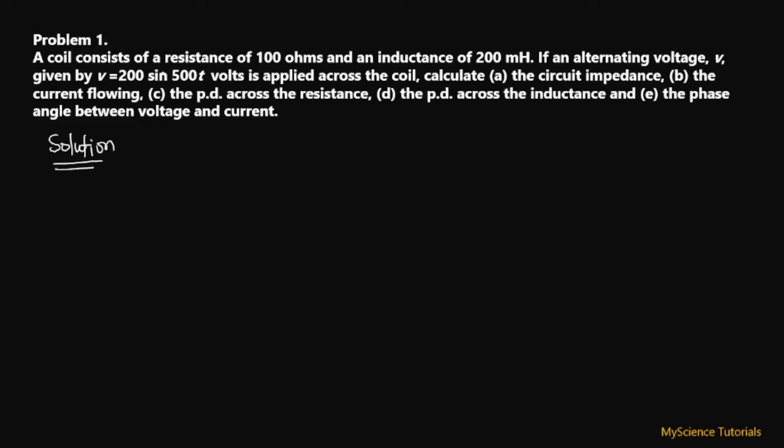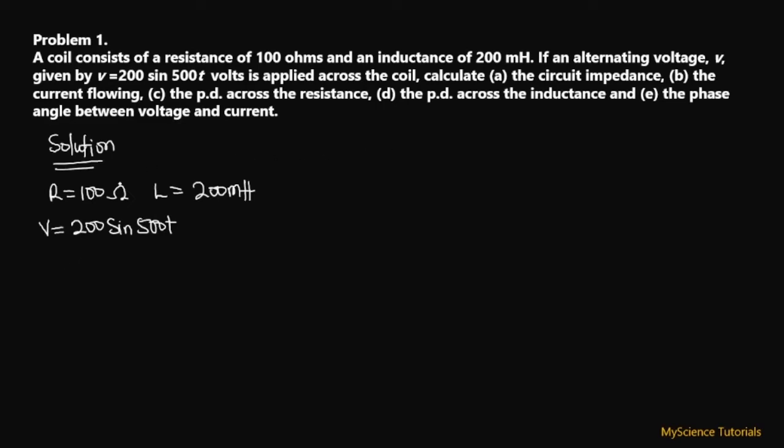All right, so we've been told that our coil consists of resistance. So we have R equal to 100 ohms and L, which is our inductance, is 200 millihenry. We've been told that the voltage is given in a waveform which is equal to 200 sine 500 t, and that is all we've been given. We've been asked to find the impedance, the current, and all other parameters.